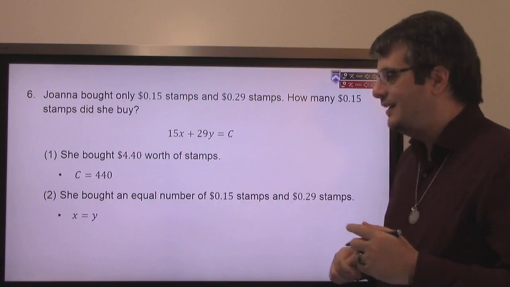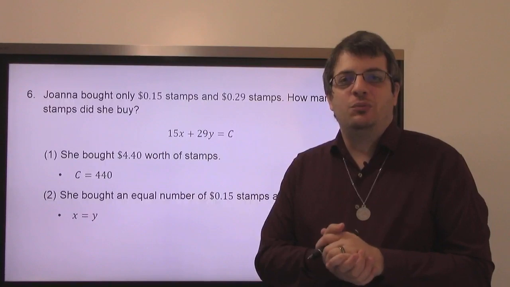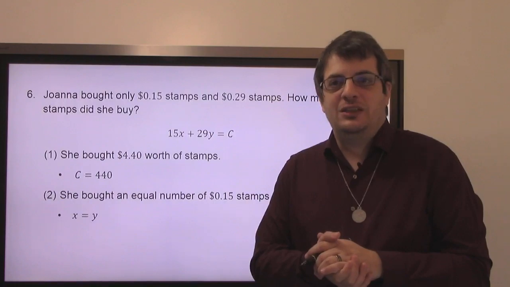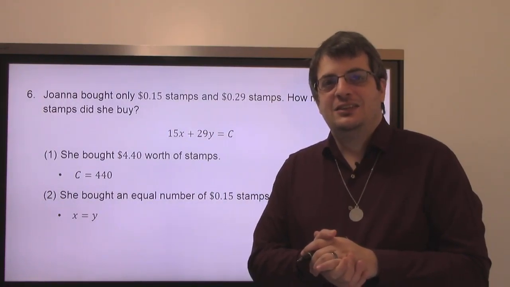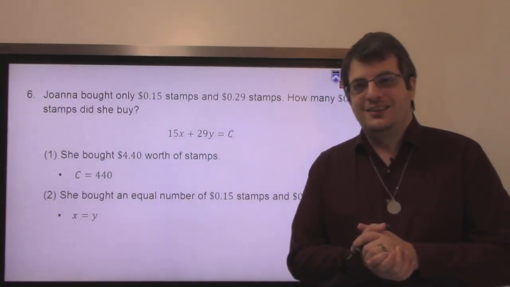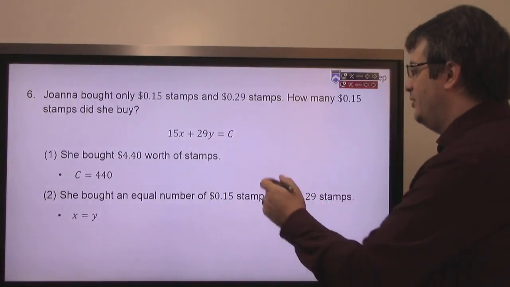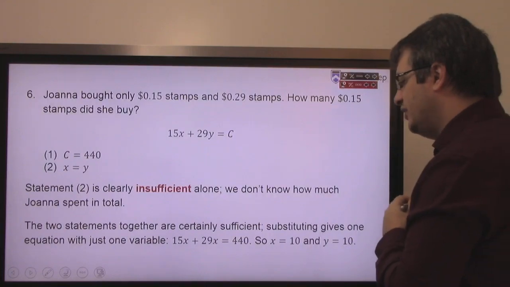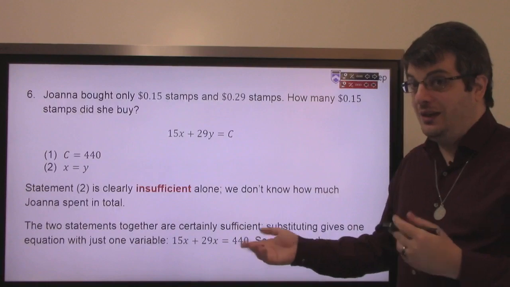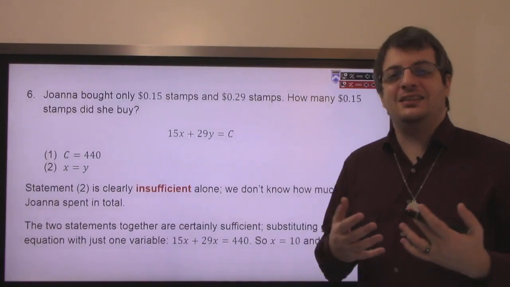So, okay. Statement 2, not sufficient. She sold an equal number of each kind of stamp, but I don't know what equal number. I don't know how many of each kind. I don't know how much money she spent. So statement 2, who knows? Also, the two statements together are certainly sufficient, because if I put the two statements together, I have two equations and two variables. I can substitute and get one equation, one variable: 15x plus 29x equals 440. So, of course, x equals 10, y equals 10. It's easy to solve these together.